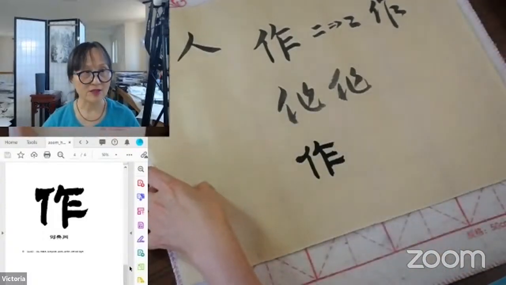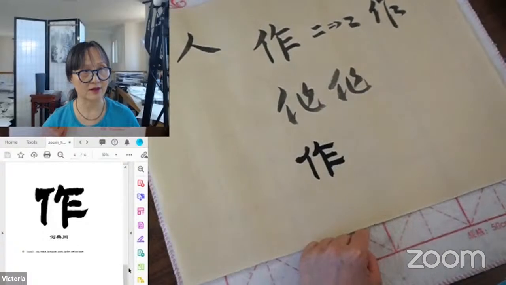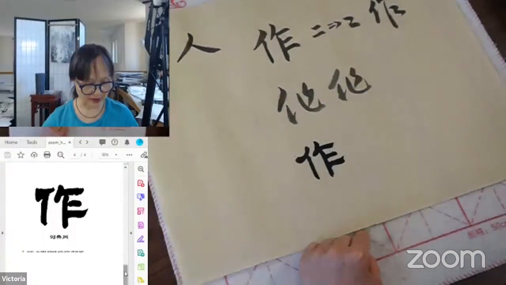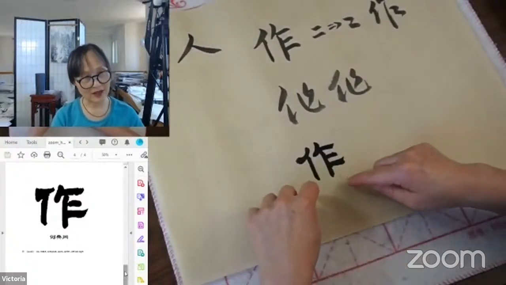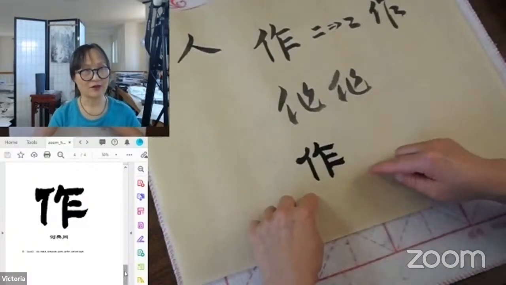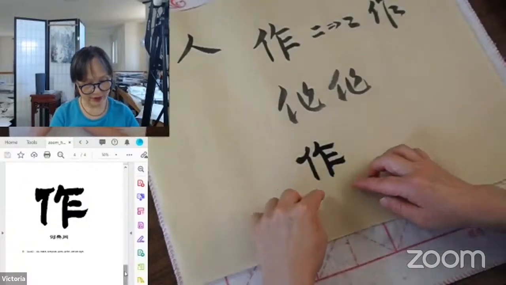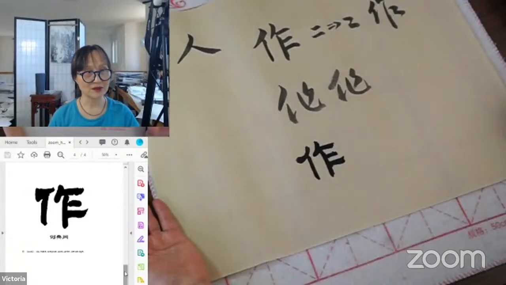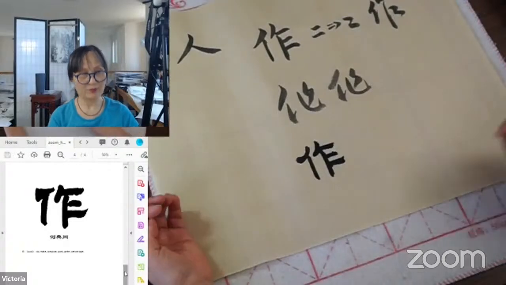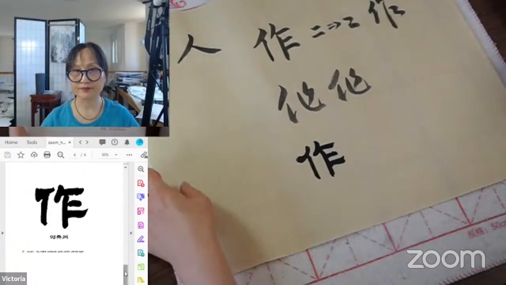Okay, this is the character. This character can be used after your name, like composed by Kathy, done by Kathy, or done by Emily, done by Mary. If you have more space you want to fill, you put this character after the name.